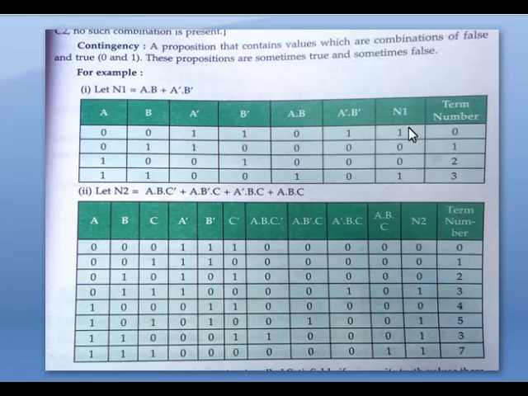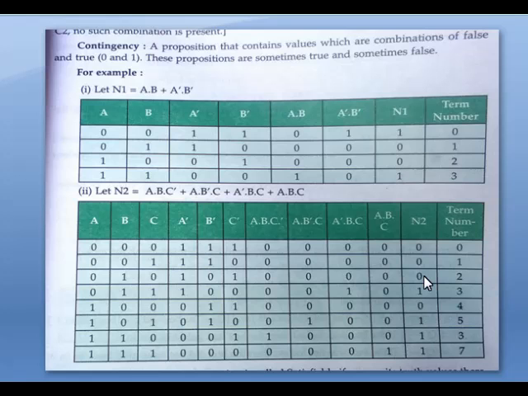Okay students, now another example. Here we are using 3 variables a, b, c. 3 bits means 0 to 7. You have to try it yourself. If the output consists of a combination of zeros and ones, it is called a contingency. If the output consists of only ones, it is called a tautology. If the output is always 0, then it is called a contradiction.